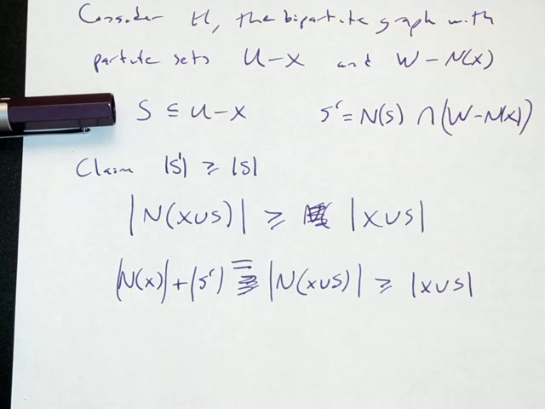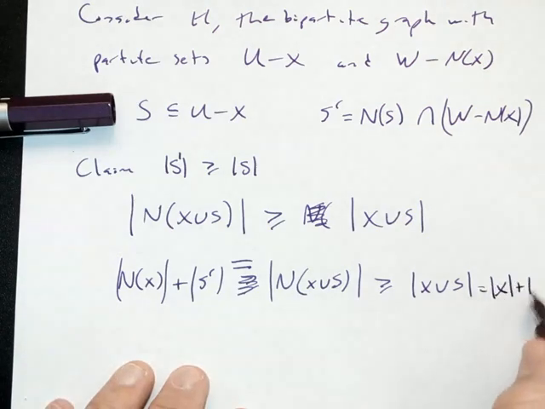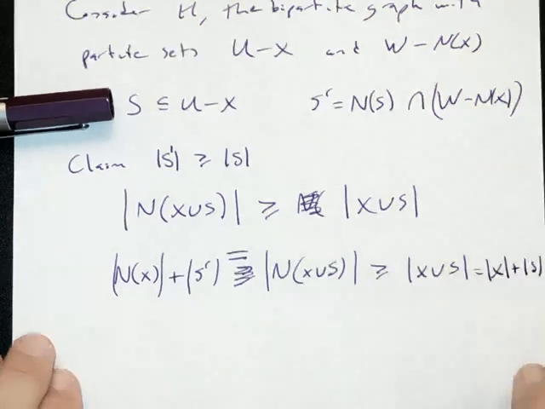S is a subset of U minus X. There might be other stuff. But it guarantees me that S and X are disjoint. If you're counting the union of two sets that you know are disjoint, you count all the things in one set, you count all the things in the other set, and then you take away the stuff you double counted. How much stuff did you double count? Nothing.